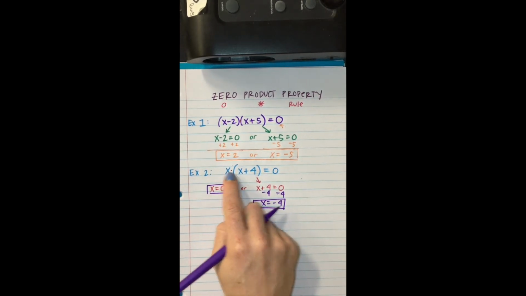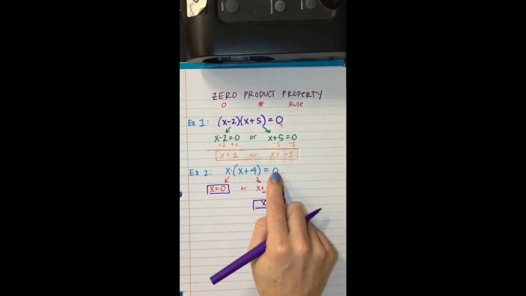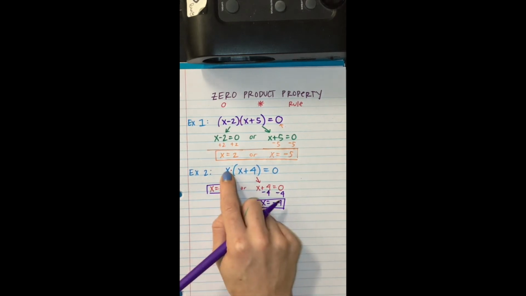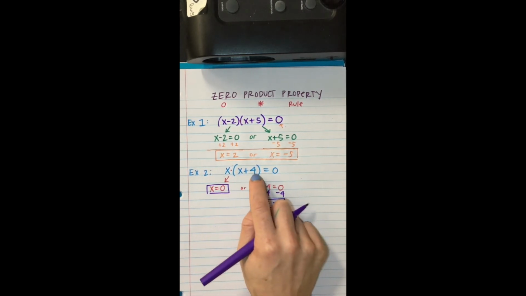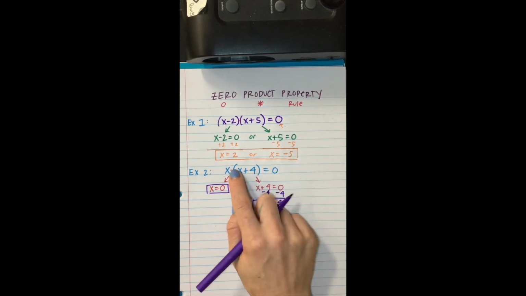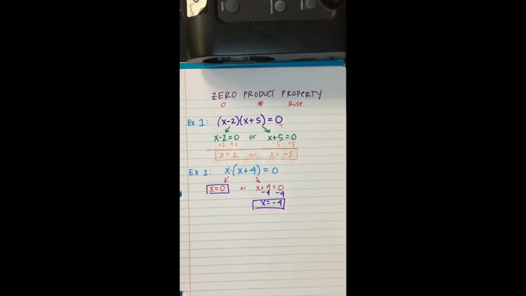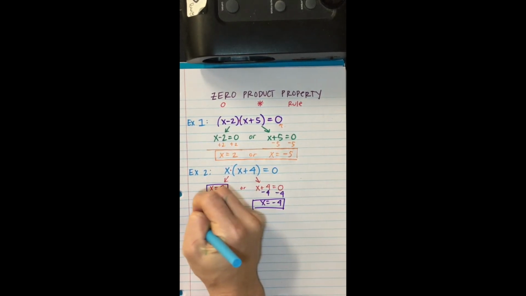If x is 0, you have 0 times 4, that's 0. If x is negative 4, you'd have negative 4 times negative 4 plus 4, which is 0. 0 times anything is 0. Here's example 3. It gets a little more interesting.